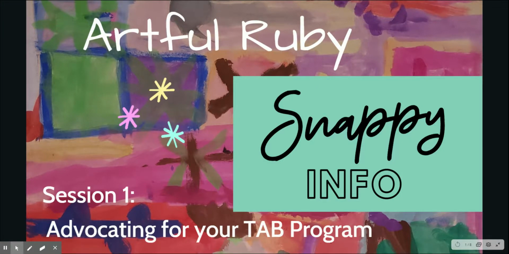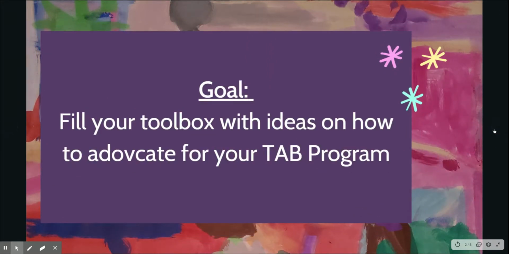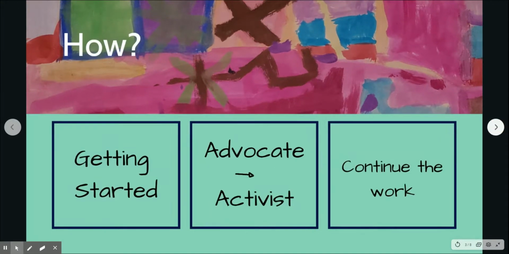For this session, we are going to talk about advocating for your TAB program. Today, we're going to give you some ideas to fill that toolbox so you have some things that you can do to advocate for your program. We're going to do that in 3 different ways. We're going to talk about getting started. Then we're going to talk about how to get you from being an advocate to an activist and what that means and what that looks like. And then we're going to talk about how to continue the work.